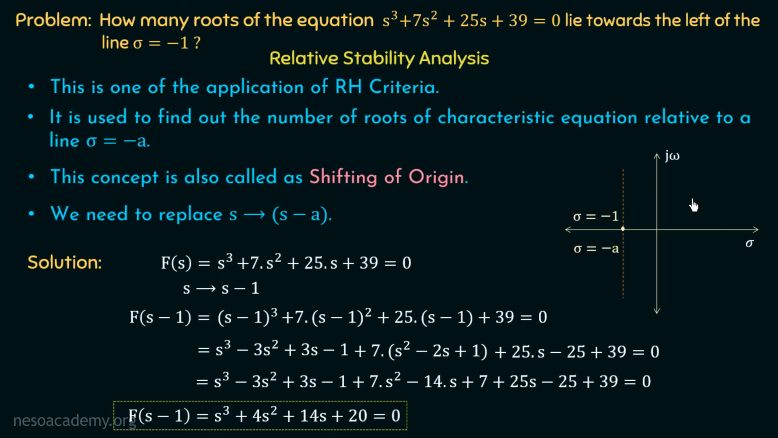So I hope you understood this concept till now. We will now use this characteristic equation and we will apply the RH criteria onto this. So let us now move on to form the Routh's array using this characteristic equation. So moving on to form the Routh's array for the characteristic equation f of s minus 1 equal to s cube plus 4s squared plus 14s plus 20 equal to 0.